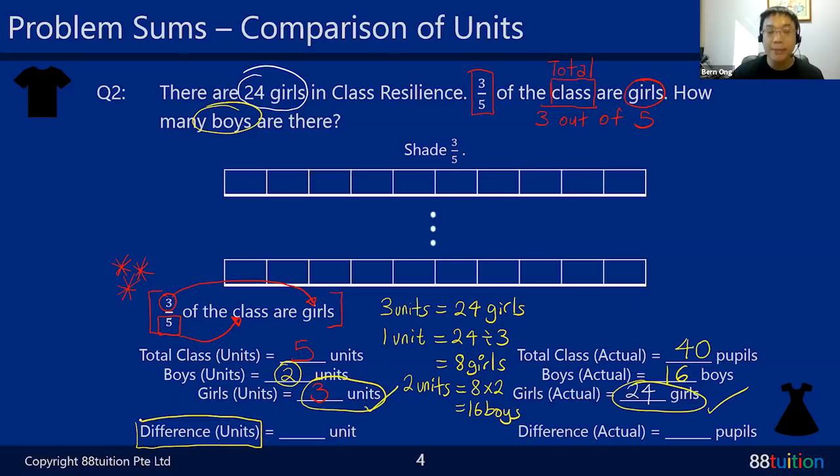Okay, so in terms of differences, it means what? It means more minus less. So there are 3 units of girls and 2 units of boys. So the difference once again is the 1 unit. And in terms of the actual number, the actual girls 24, actual boys 16. What happened? 24 minus 16, the difference is 8 again.